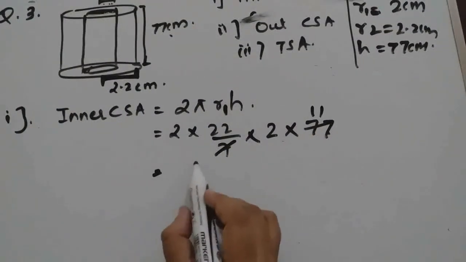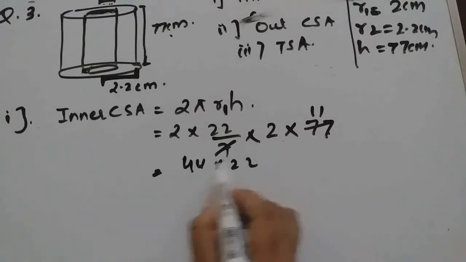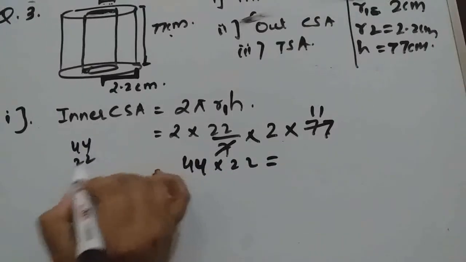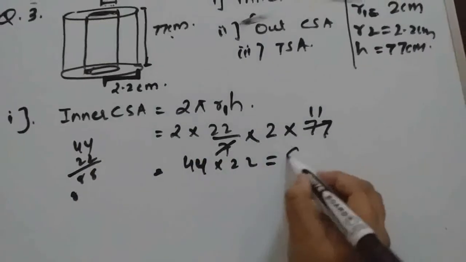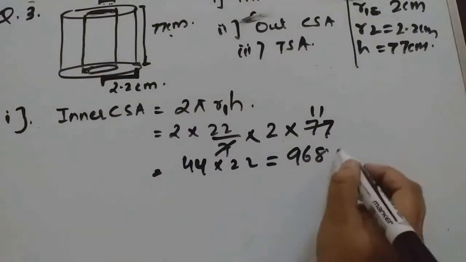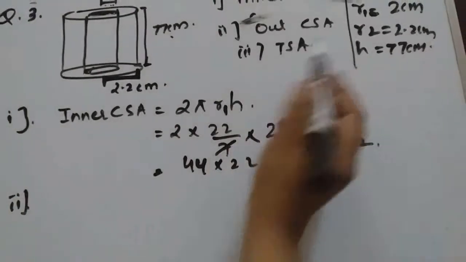So see, 7 ones are 7. Okay, so it will be 44 into 22. So this will give answer as 968 centimeter square. Now second part of the question is outer CSA.